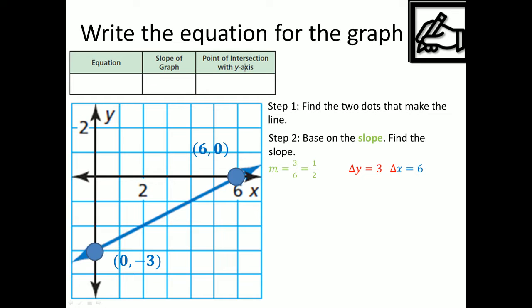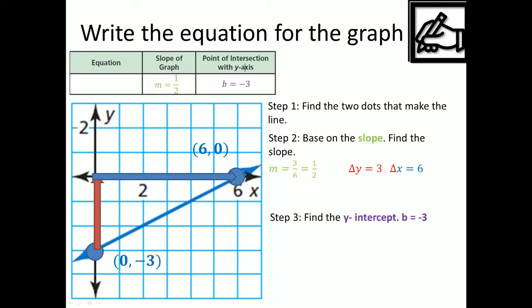Now, move based on that slope. So to do that, I went up the value of 3, and I went across, or my change of x, 6. So my slope becomes 3 over 6, or it becomes 1/2. The y-intercept was here at negative 3, so I write b equals negative 3.